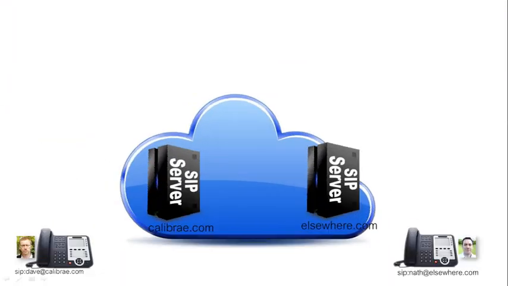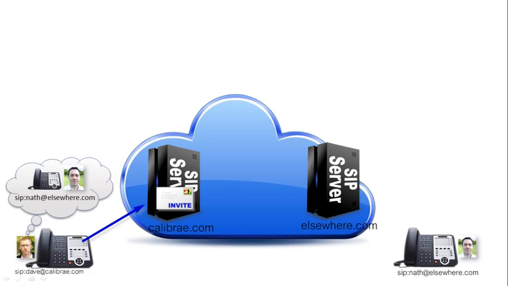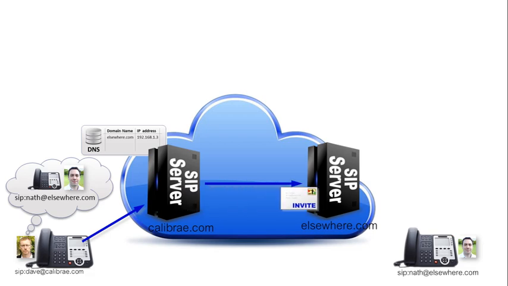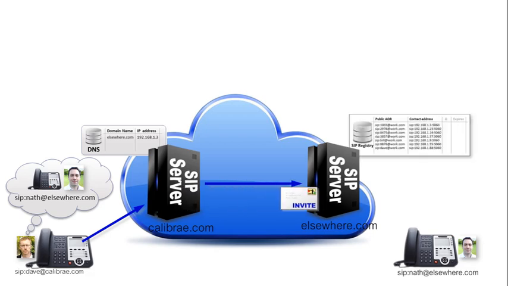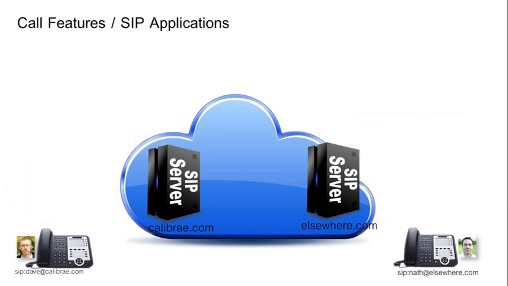In basic SIP, when one party dials another, the server, if it doesn't own the dialed domain, queries DNS and routes the invite down to the callee's server. There, the dialed address of record is resolved to the registered contact address and the request routed onto the phone. But that's basic SIP. In the real world, it's likely that features or applications will also be applied.